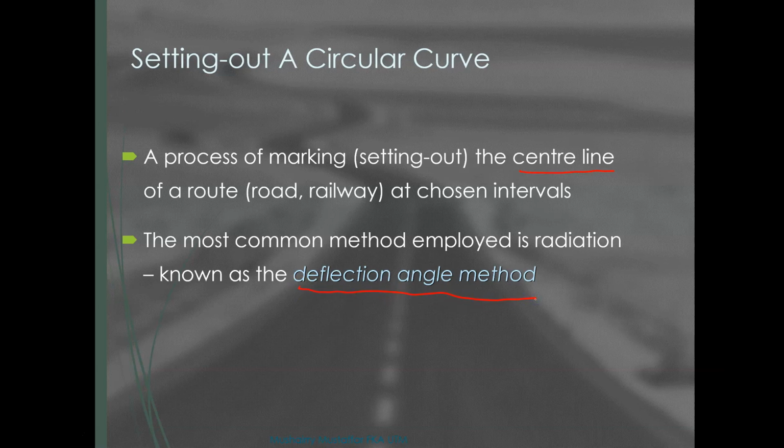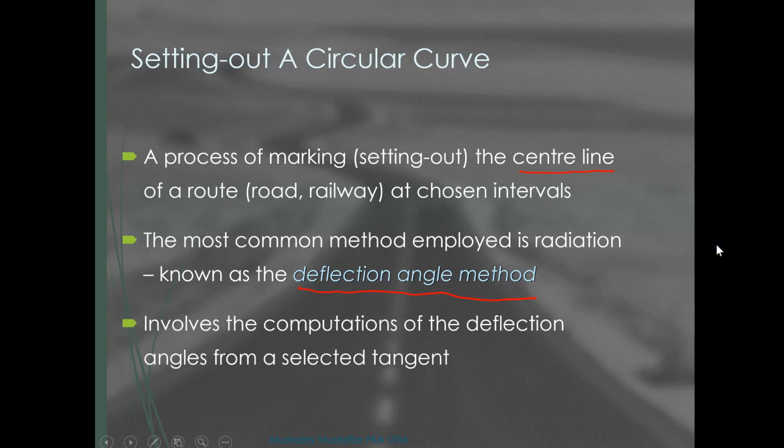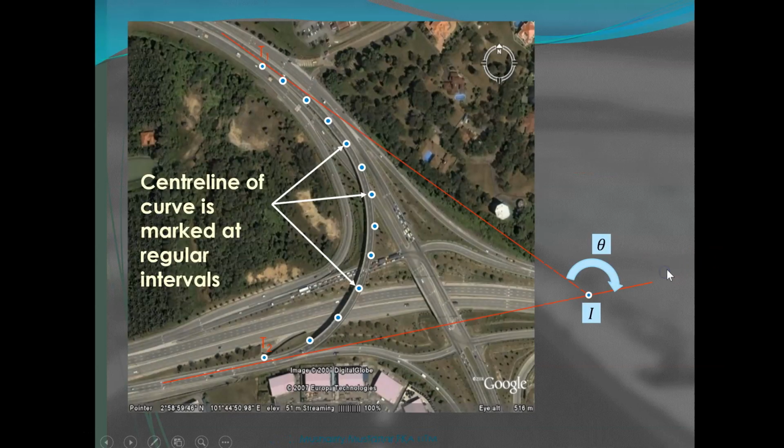So how does this method work? I think I've got a simple diagram after this slide, but anyway, it involves what we call calculating the deflection angle from a point that we have chosen to set out from. Normally we will set out the points from the tangent point. Okay, let's see how this is done.